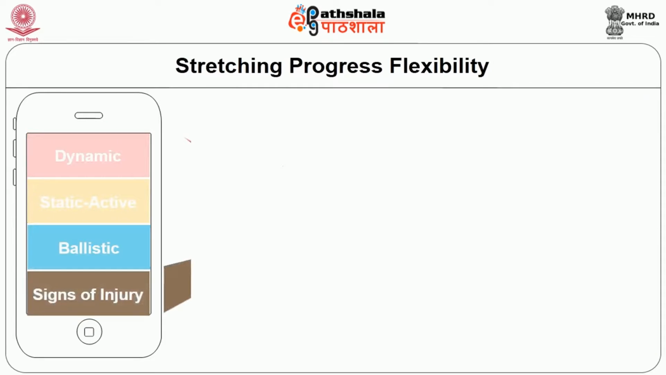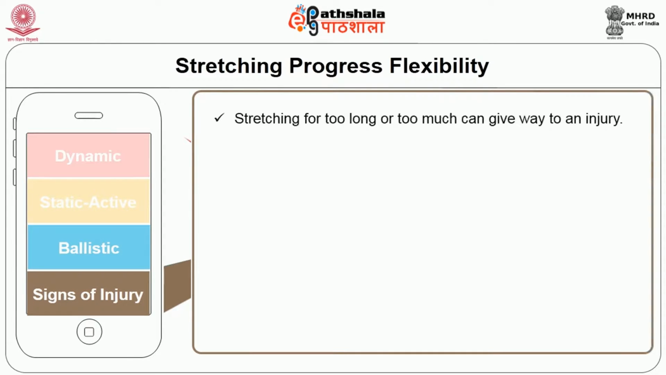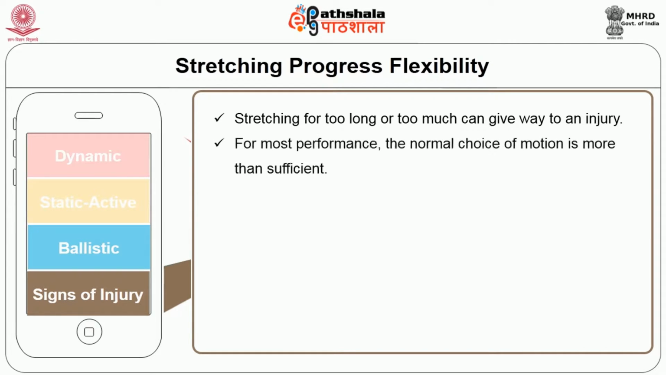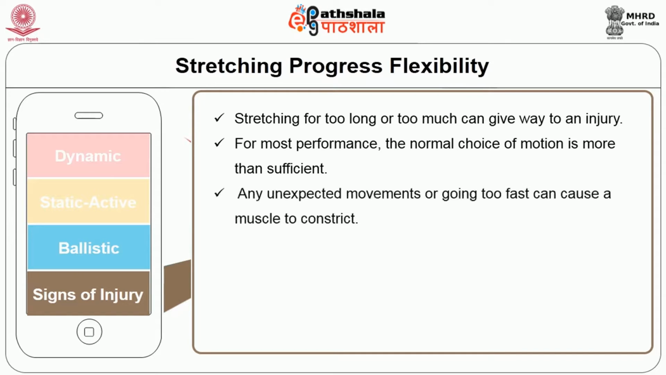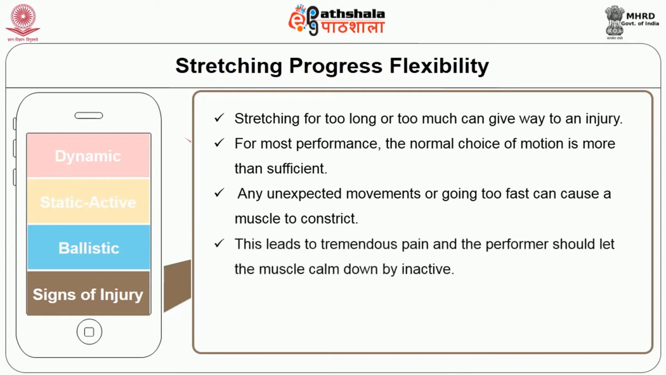What are the signs of injury? Stretching for too long or too much can give way to an injury. For most performance, the normal range of motion is more than sufficient. Any unexpected movements or going too fast can cause the muscle to constrict. This leads to tremendous pain, and performers should let the muscle calm down by staying inactive.